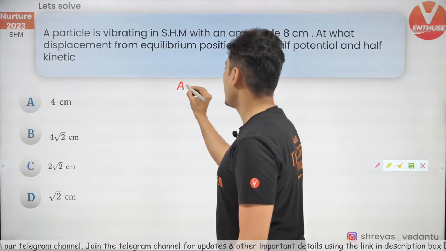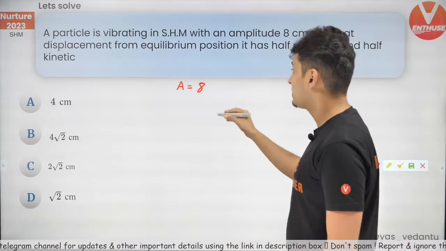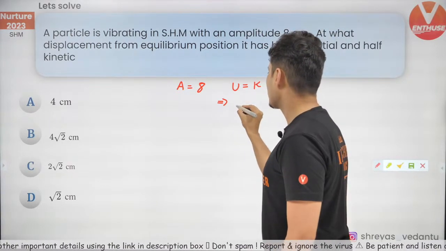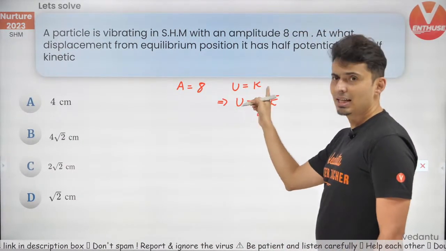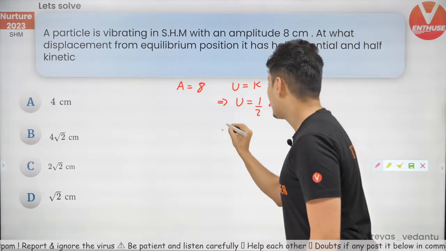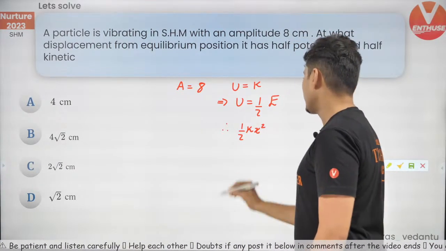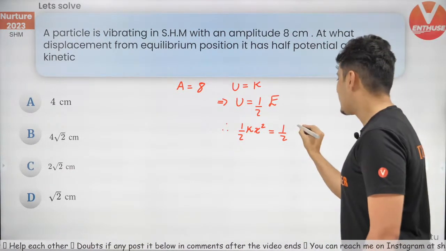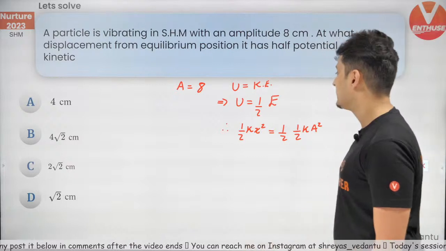So we have the amplitude as 8. We need to know the displacement when potential energy is equal to kinetic energy. If these two are equal, then it also means the potential energy is half of the total energy. Correct? Because potential and kinetic are equal, potential will be exactly half of the total. Therefore, using the potential energy formula, half K x square is equal to half of this energy. The total energy is half K A square. Don't get confused, this is actually kinetic energy, by the way.